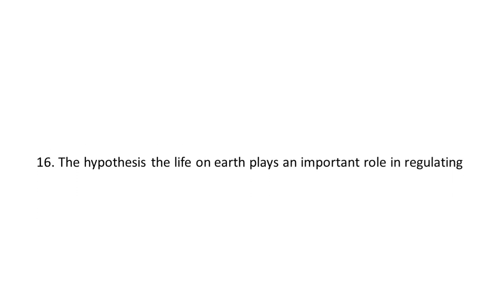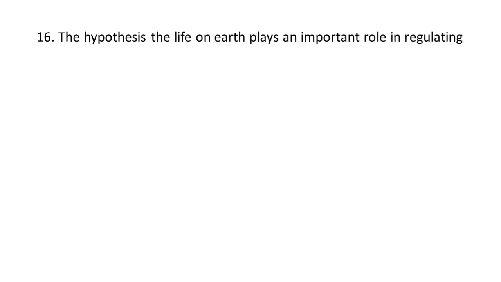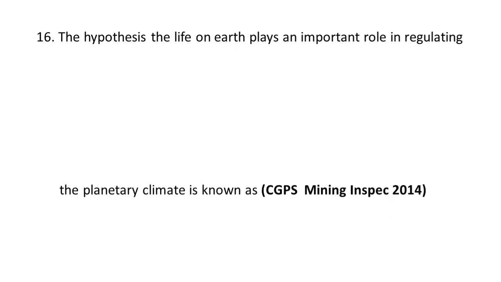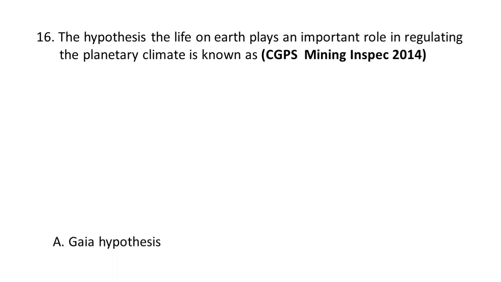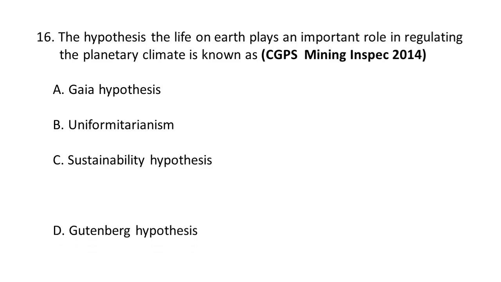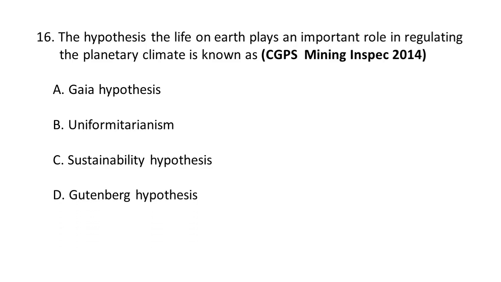Next question. The hypothesis that life on the earth plays an important role in regulating the planetary climate is known as A. Gaia hypothesis, B. Uniformitarianism, C. Sustainability hypothesis, D. Gutenberg hypothesis. So the correct option is A. Gaia hypothesis. The hypothesis that life on the earth plays an important role in regulating the planetary climate is known as Gaia hypothesis.